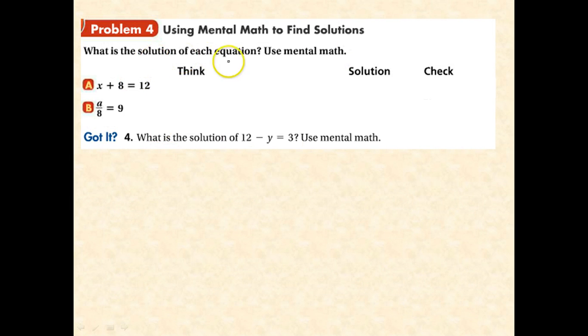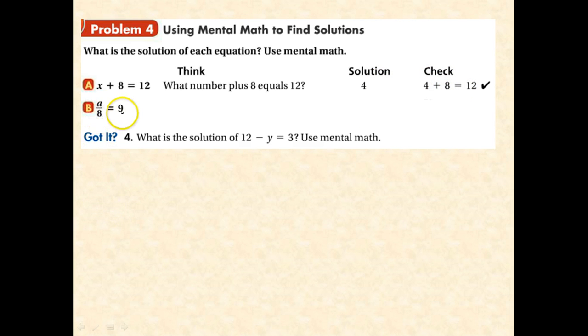What is the solution to each equation? We can use mental math. x plus 8 equals 12. Well, we can think to ourselves, what number plus 8 equals 12? And you might say, well, 4 plus 8 equals 12. So, solution 4. And then just double check. Is 4 plus 8 12? Why, yes. Yes, it is.